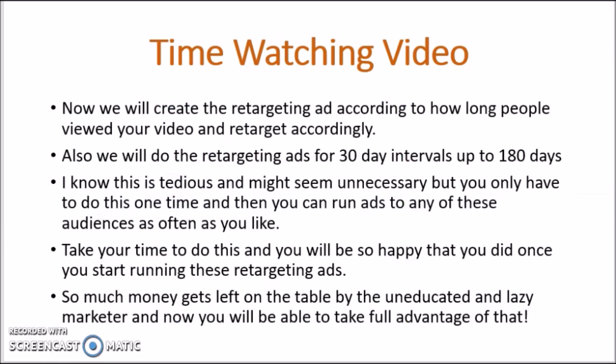All right, so for a little recap now. We have created our retargeting audiences according to how long people have viewed your video, and then we're going to be retargeting them accordingly. And we also went forth and did the retargeting for intervals of 30 days and 180 days, because you don't have to do it for the 60, 90, 120. It's a little bit too much there. So with a 30-day and 180-day, we should be able to accomplish the same goals that we have set forth.